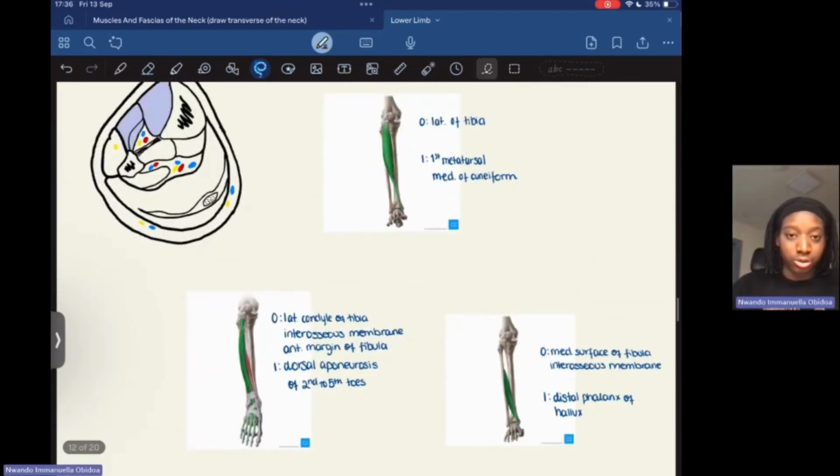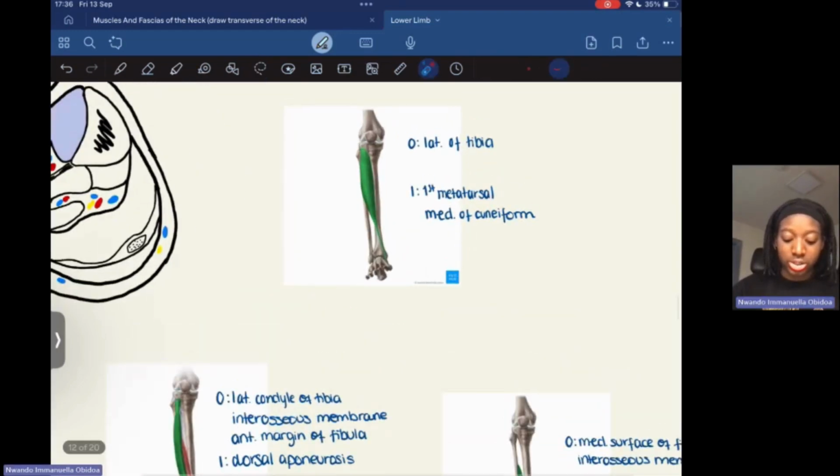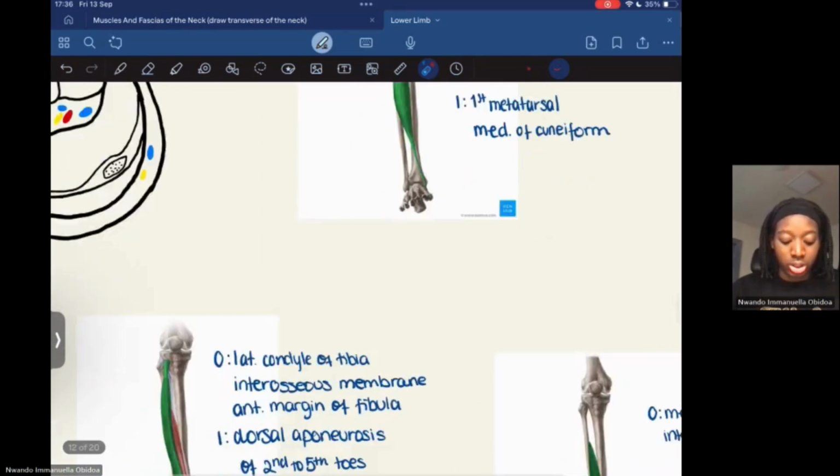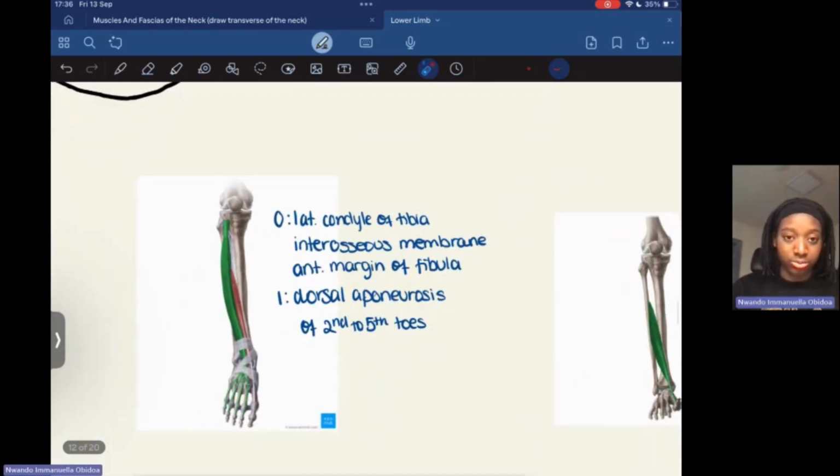So for the tibialis anterior, it originates from the lateral aspect of the tibia and inserts on the first metatarsal and also the medial cuneiform. And then we have our extensor digitorum longus. This is from the lateral condyle of the tibia, interosseous membrane, anterior margin of the fibula, and this inserts on the dorsal aponeurosis of the second to fifth toe, second to fifth digits.